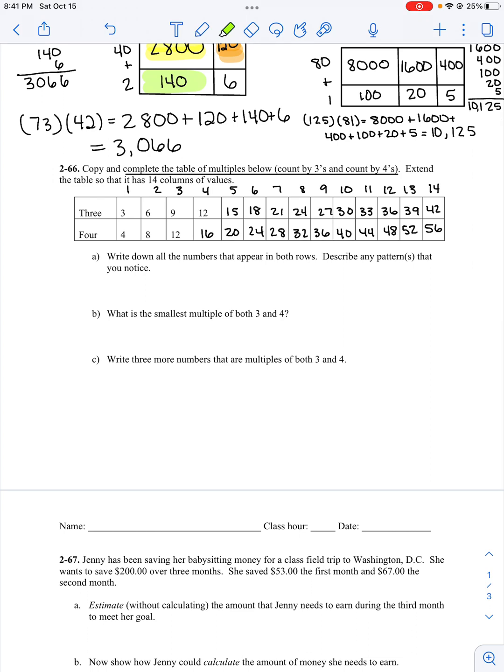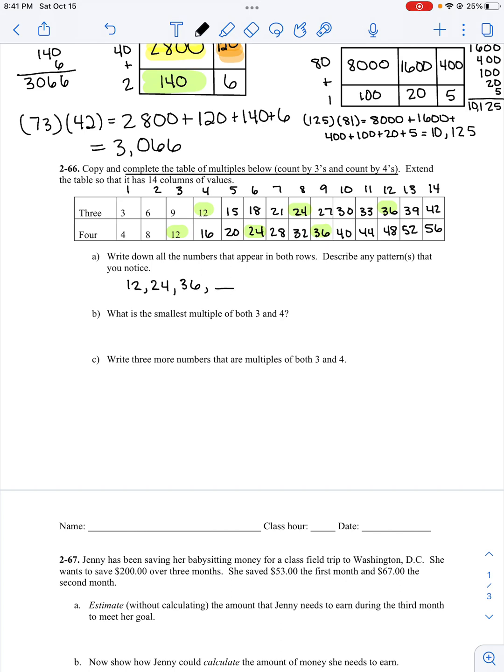For part A, I want to write down all the numbers that appear in both rows. Describe any patterns. So this first one that I see is 12. If I keep going, 24, 36, that should be all of them. So I'm writing them down. I have 12, 24, 36.